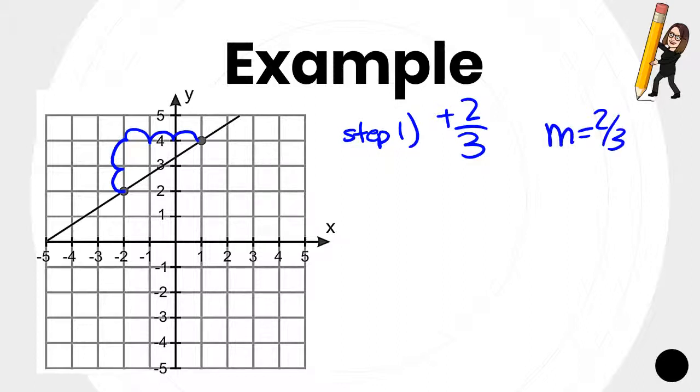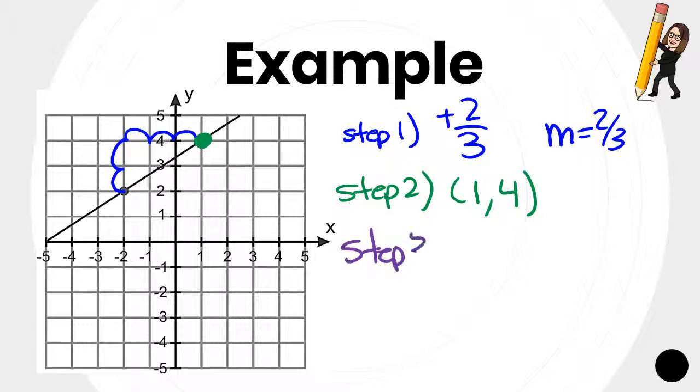Let's take a look at step 2. I need to pick a point somewhere on my graph. It doesn't matter which one. I'm going to pick this one. So for consistency together, I'm going to pick the point (1, 4). That's it. Just write down a point.